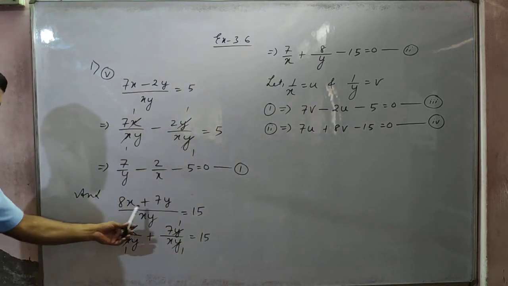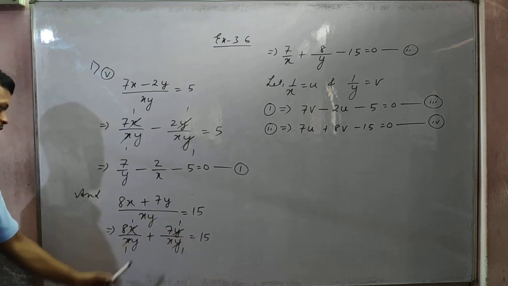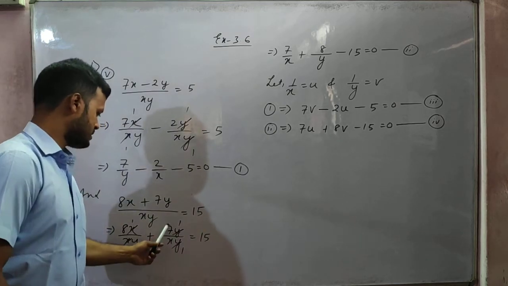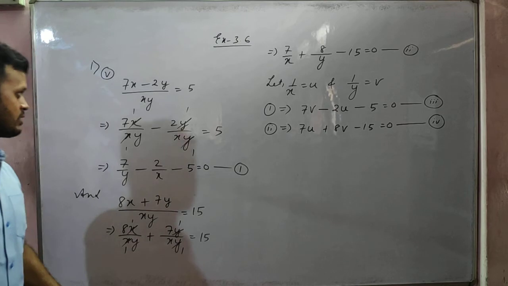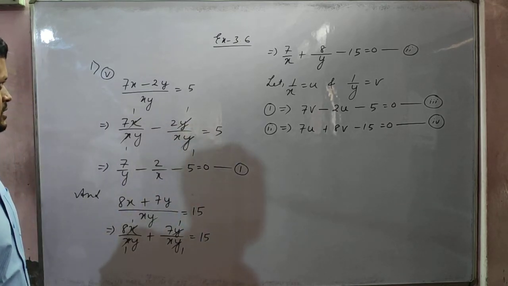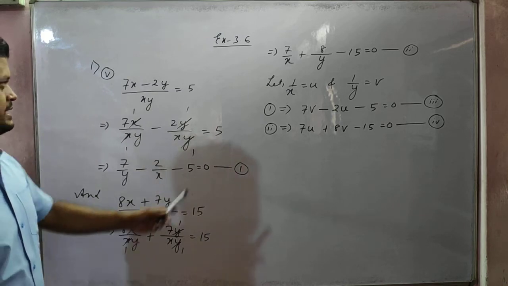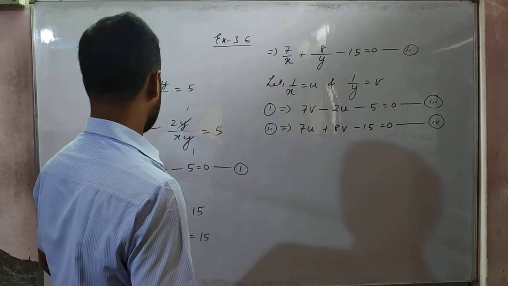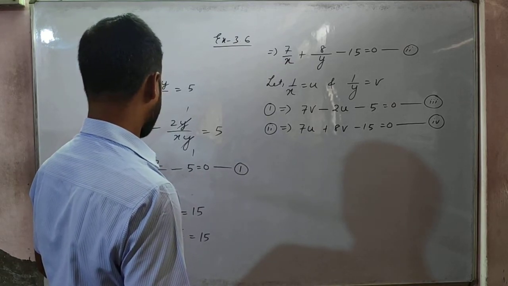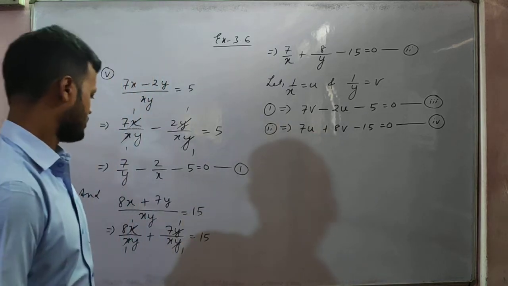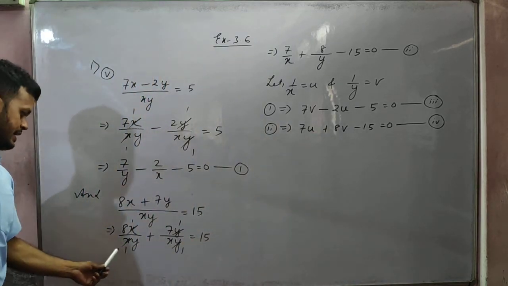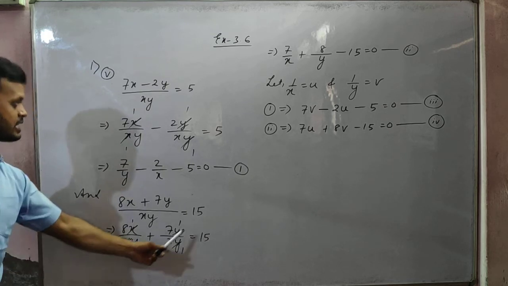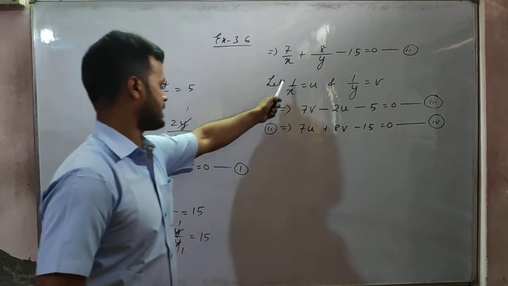Here also 8x plus 7y by xy is equal to 15, below 8x I am taking xy, below 7y also I am taking xy. X and x is cancelled, it will be 8 by y, and y is cancelled, so it will be 7 by x is equal to 15. So students, what I did is that here 7 by x. Preferably we want to write the x first, isn't it? So I wrote 7 by x here, and then I wrote 8 by y. And 1 by x, what is the value of 1 by x, friends?